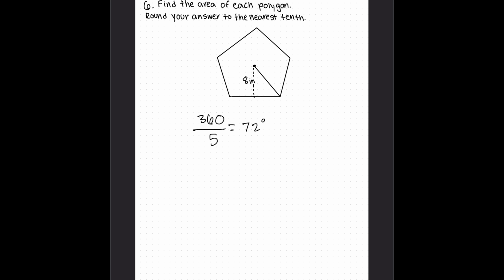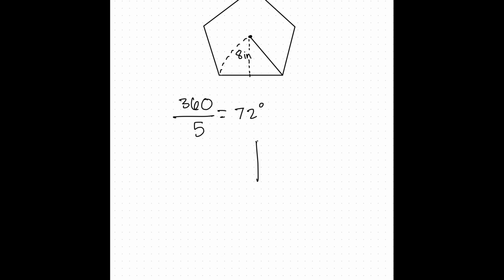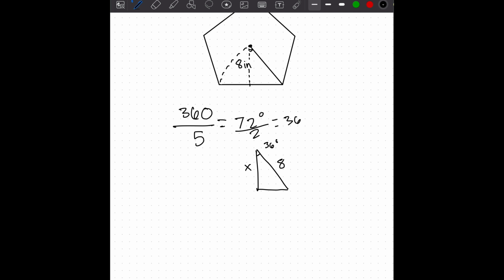And so we do that by using SOHCAHTOA. So when finding the apothem, I like to split each section into these little triangles. So we can use this triangle to find the height of the apothem. So we put our triangle like this. We have our 8, and so we're looking for x. And because this is our central angle, what we want to do is divide by 2, because this entire thing is our central angle. 72 divided by 2 is 36. So that is what this is, and that is what this is at the top.